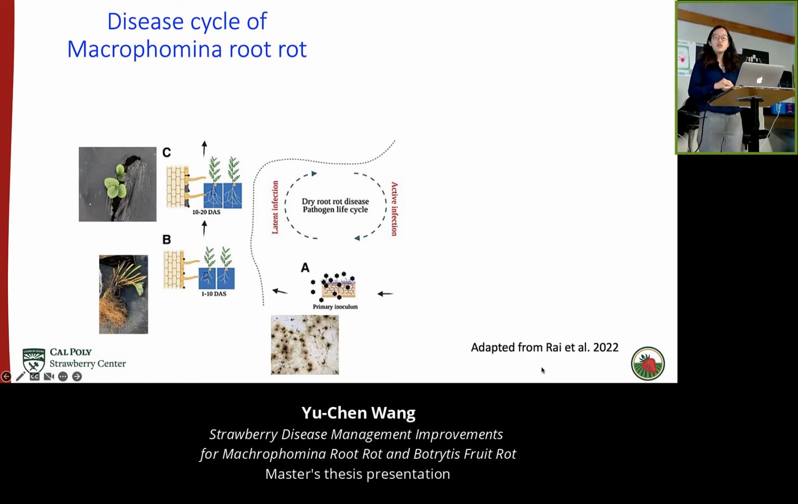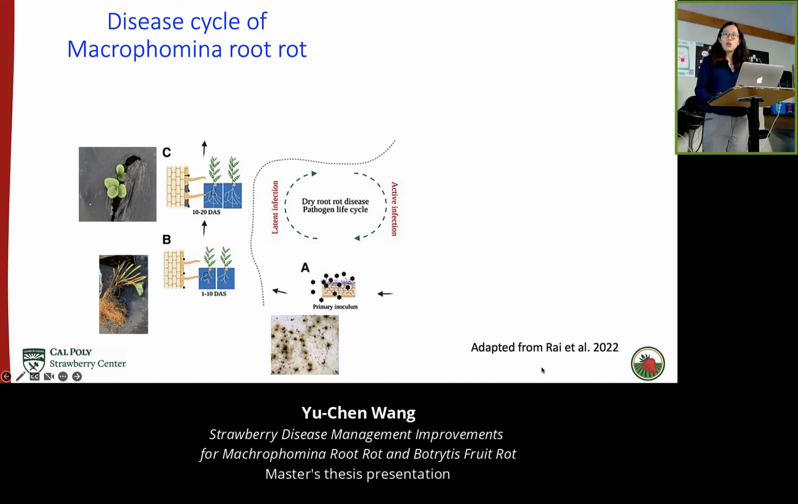Macrophomina root rot is a relatively new disease in strawberry, but it's a more well-known disease in chickpea. Here I am showing the disease cycle of Macrophomina root rot in chickpea, which was made by Ray et al. in 2022. And I will accompany it with some strawberry plant pictures. The primary inoculum is the microsclerotia. This is a dark, rigid structure formed by the aggregation of mycelium, and this allows the pathogen to survive in plant debris and soil for a long time.